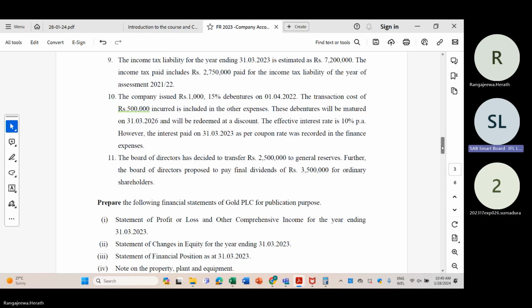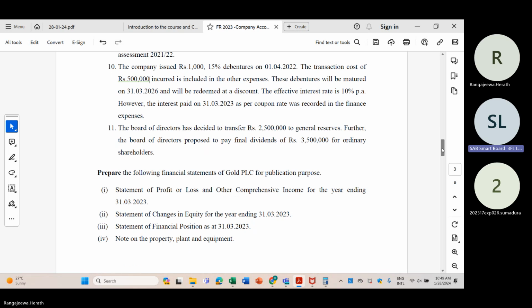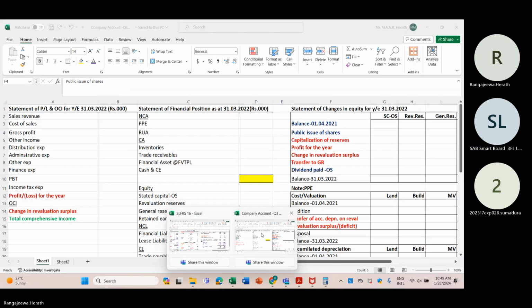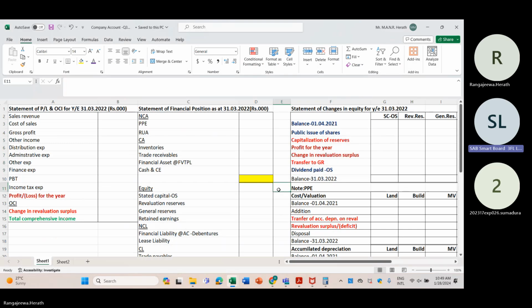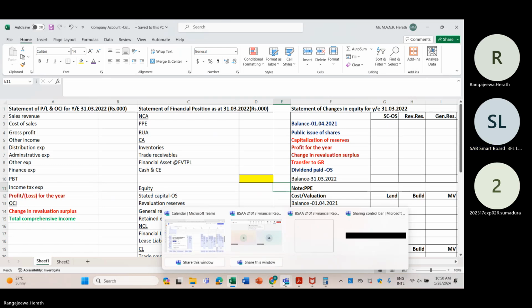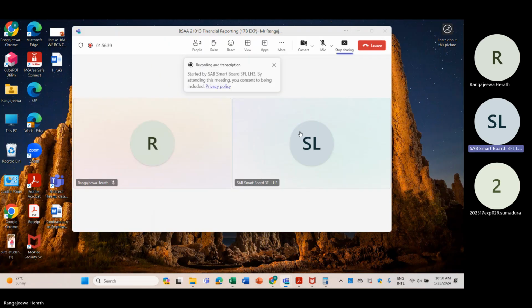A statement of profit or loss and OCI, statement of changes in equity, statement of financial position, note. Right? Okay, then make up a structure.